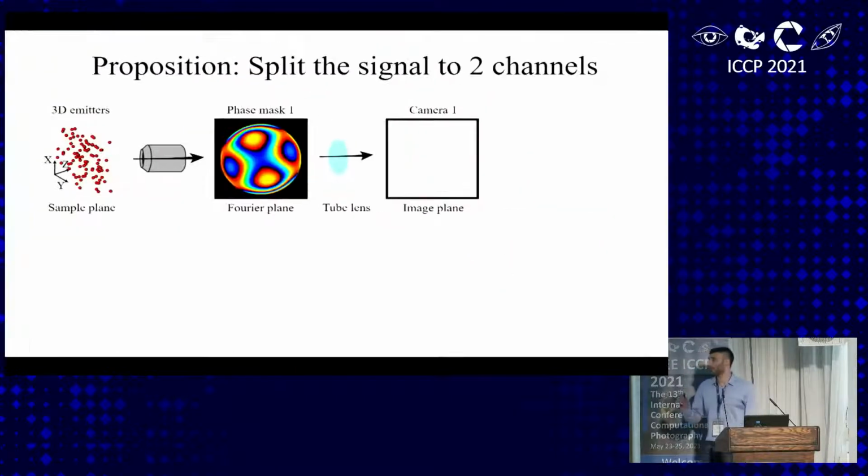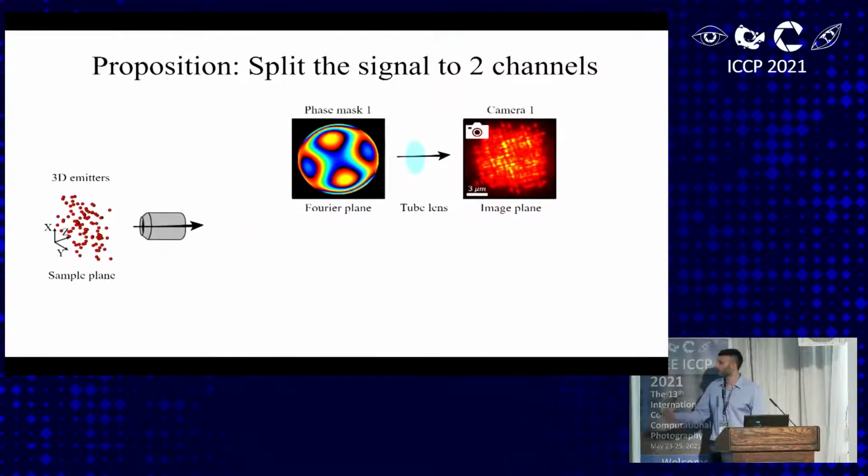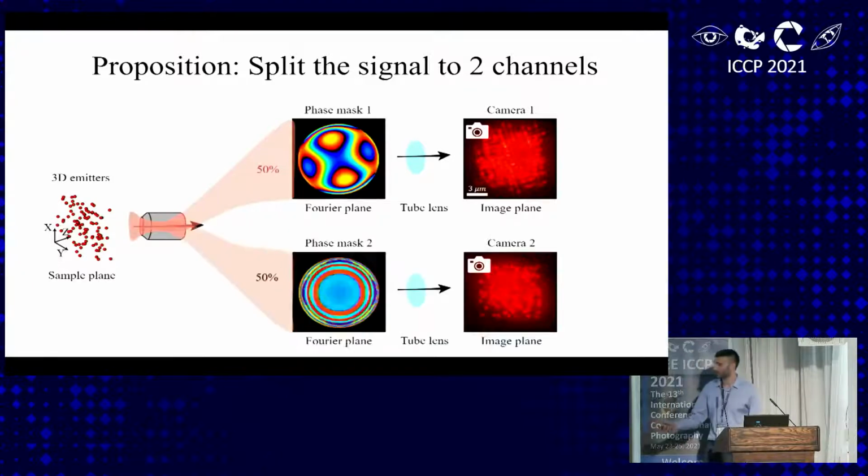Okay, so the main proposition in this work is the following. Instead of capturing 100% of the signal in a single imaging channel, getting a fairly high SNR image in camera 1 here, what we do is the following. We give up on this SNR slightly and get only 50% of the signal into this imaging channel, and then tunnel the other 50% into a second imaging channel employing a different PSF.